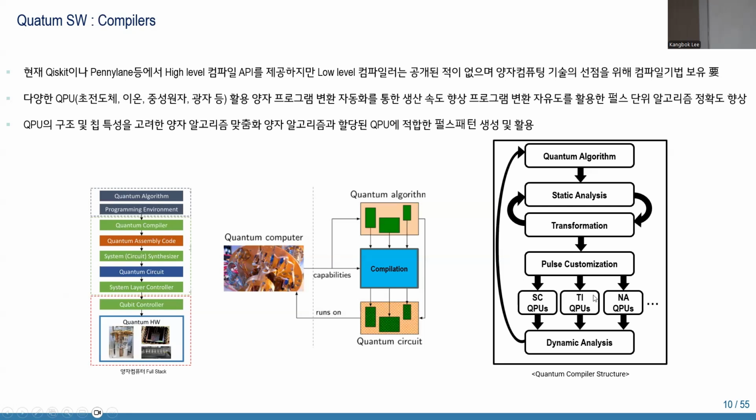The message I want to say here is that the major high level compiling APIs are Qiskit or PennyLane, but low level compiling is not opened by companies. This is a very critical core technology. So if you want to improve the hardware performance, low level compiling is a key technology.